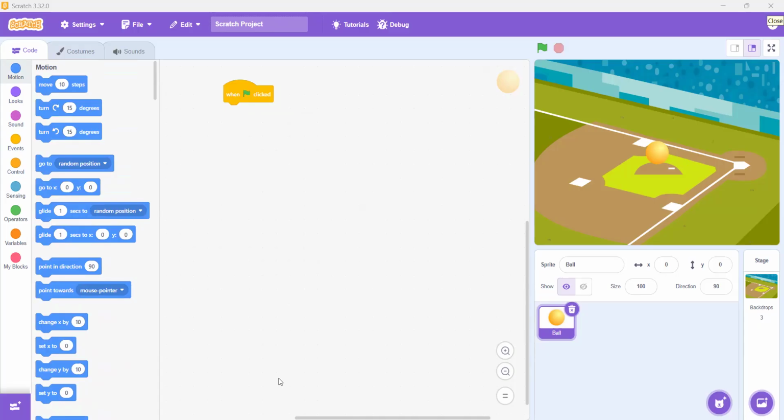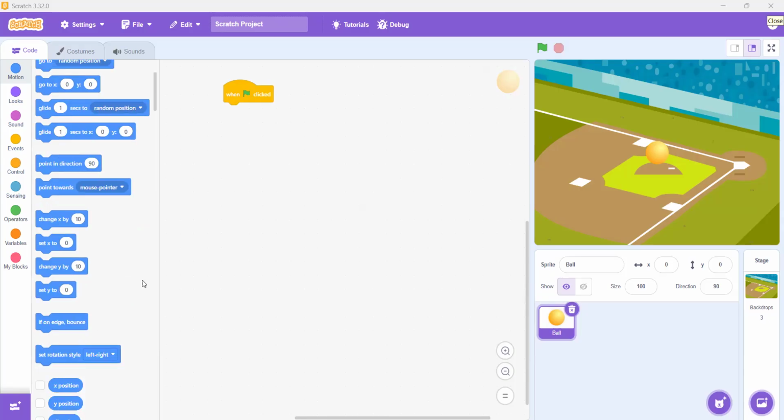Before I actually add that, one minute. Sorry, I just need to check where the rotation style is. You need to check here.